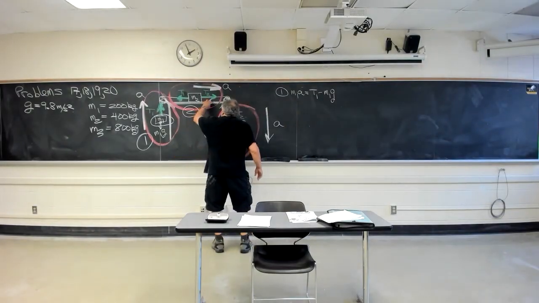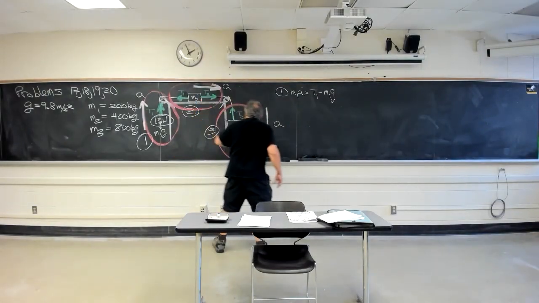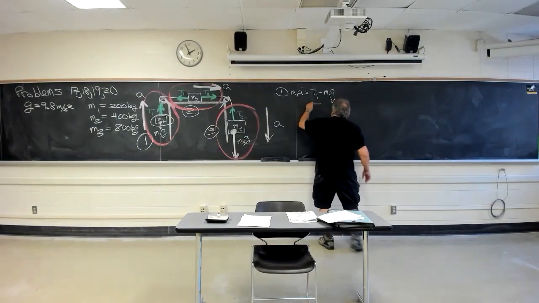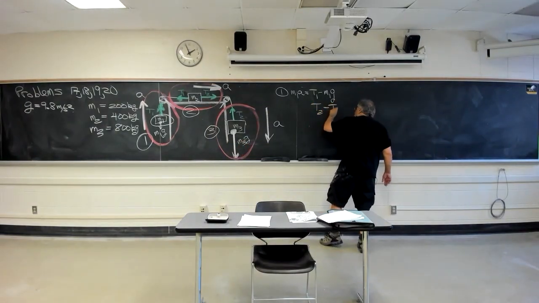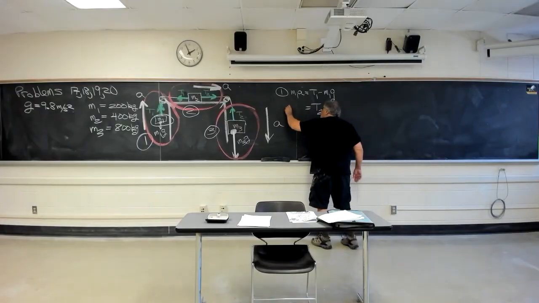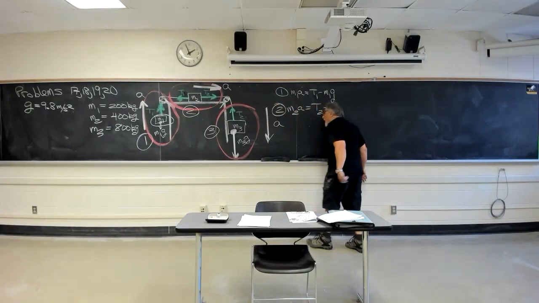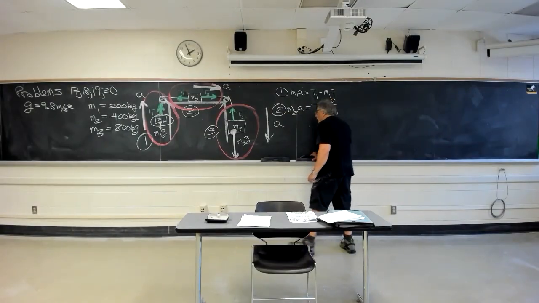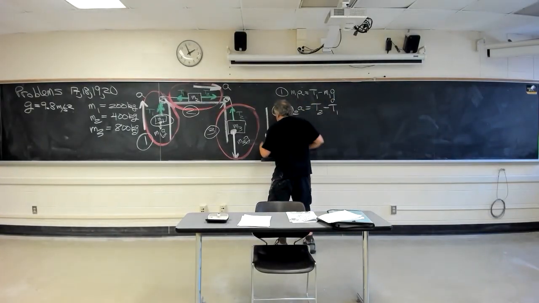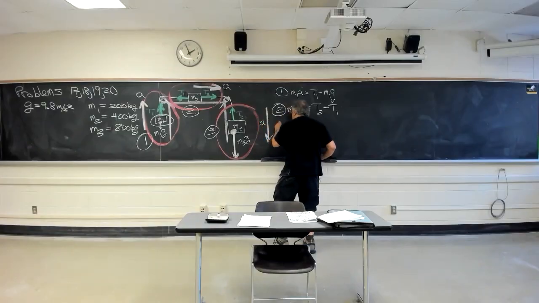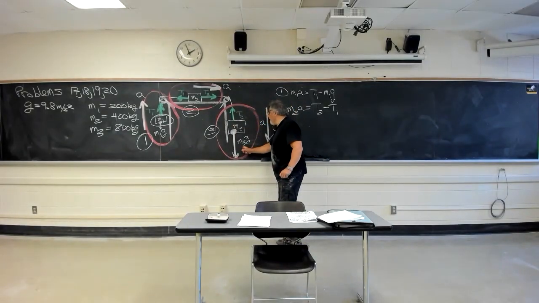For here, the tug of war here, this guy wins it. T2 minus T1, the difference between the two, is M2A. And let me put the A here, guys. All right. Let me go to 3. At 3, there's a tug of war. This one wins it.